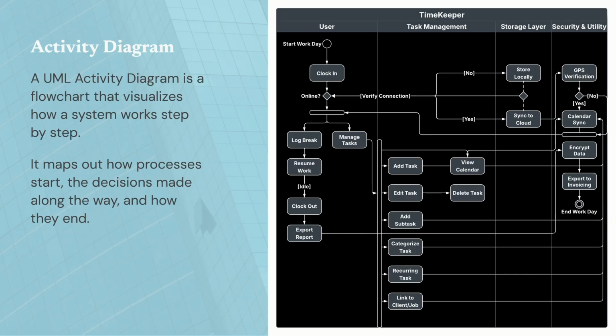This is our activity diagram. This is a flowchart that visualizes how a system works step by step. So the user would start the day by clocking in, and then it would check if you have an online connection. After that, you could log breaks or store the time, either locally or on the cloud.